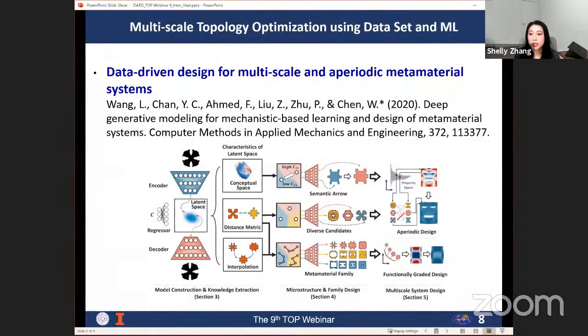And the third category here is to use the data set and machine learning in the area of multi-scale topology optimization. So the representative work here uses a large metamaterial database to simultaneously train a variational autoencoder as well as a regressor for the design of microstructures, graded family, as well as multi-scale and aperiodic material systems.